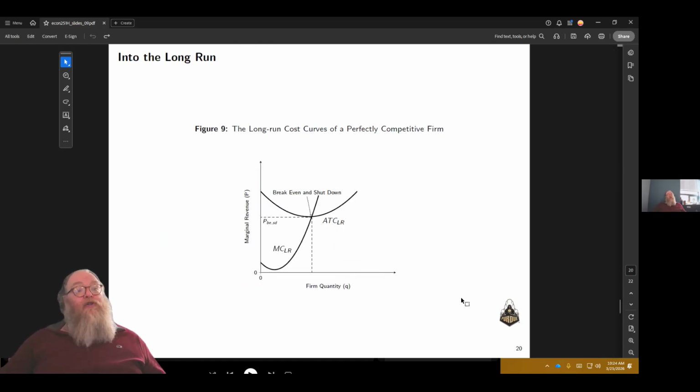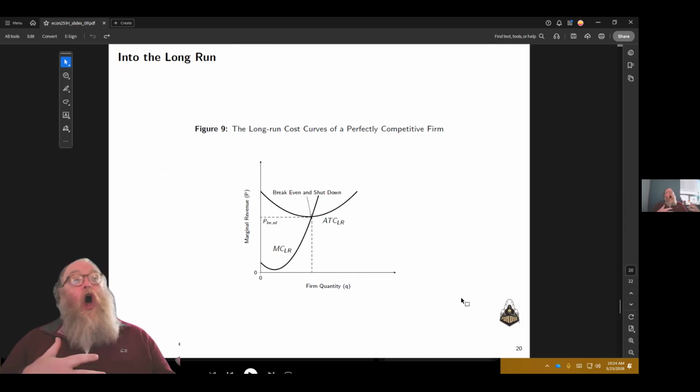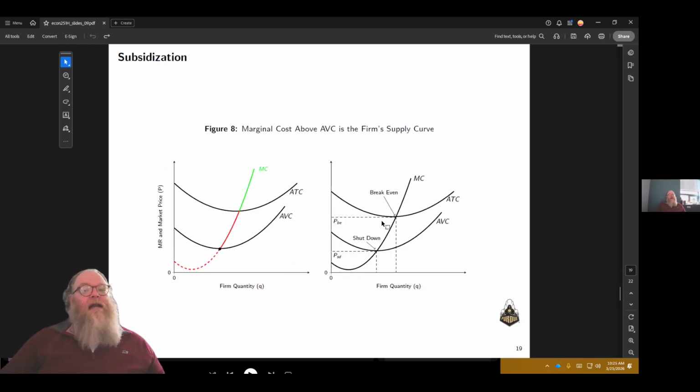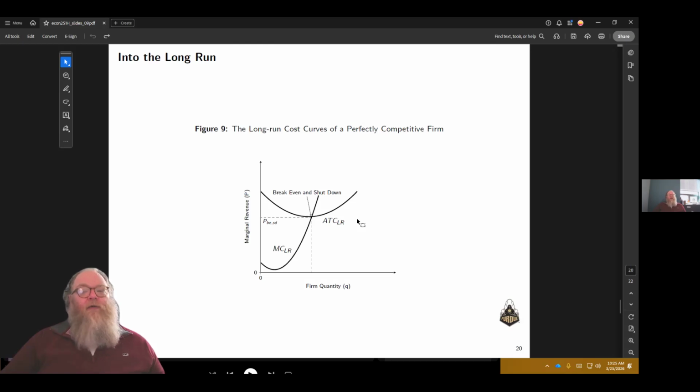Now, as we transition from the short run into the long run, as we've talked about previously, what happens is we lose our fixed cost. All of our costs become variable. And so you can see here in the graphical representation, we no longer have an average total cost and an average variable cost like we have here. Now we only have an average total cost curve. What this also means is that in the long run, the break-even and shutdown prices are the same, meaning that the market price that would be the shutdown in the long run is equivalent to what the break-even price would be in the long run.